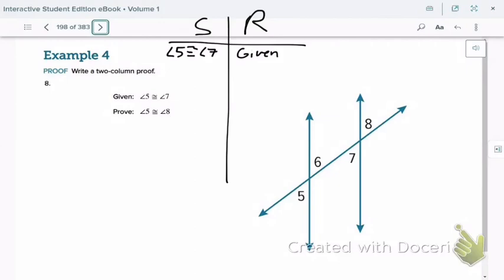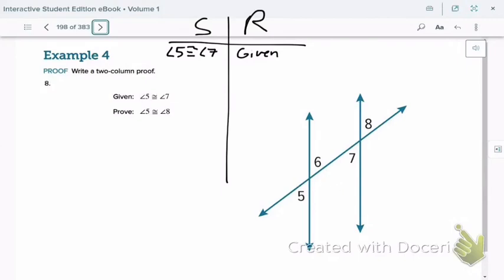All right, we're trying to prove angle 5 is congruent to angle 8. We can't do that until we get this equation on paper. It's given that angle 5 is congruent to angle 7. We're trying to prove angle 5 is congruent to angle 8. We have something going on here, something that we know that hasn't yet been stated. No, it's not supplementary. It's not complementary.